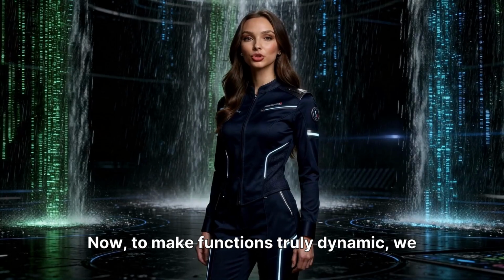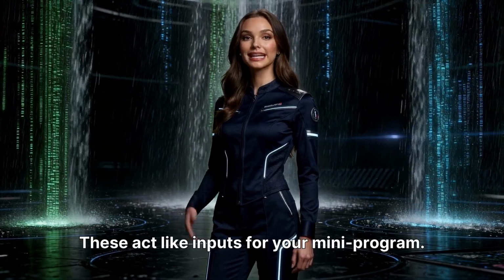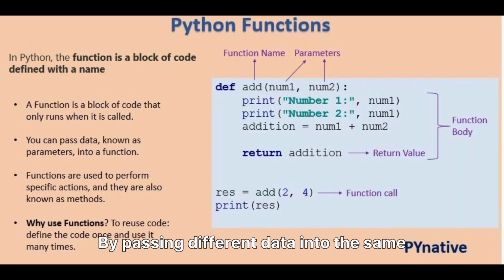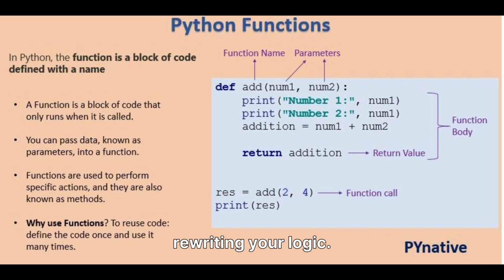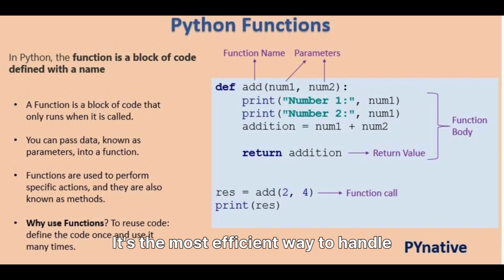Now, to make functions truly dynamic, we use arguments. These act like inputs for your mini program. By passing different data into the same function, you get different results without ever rewriting your logic. It's the most efficient way to handle variety.